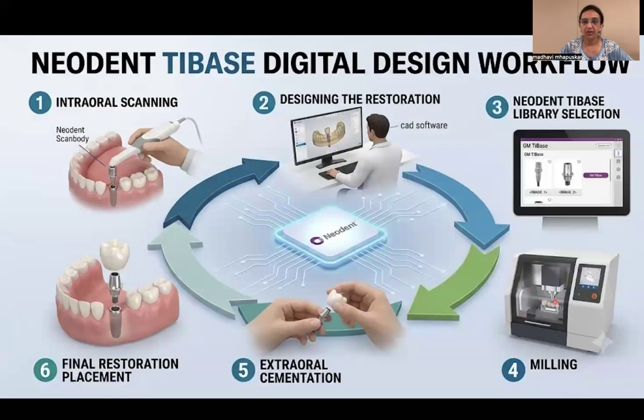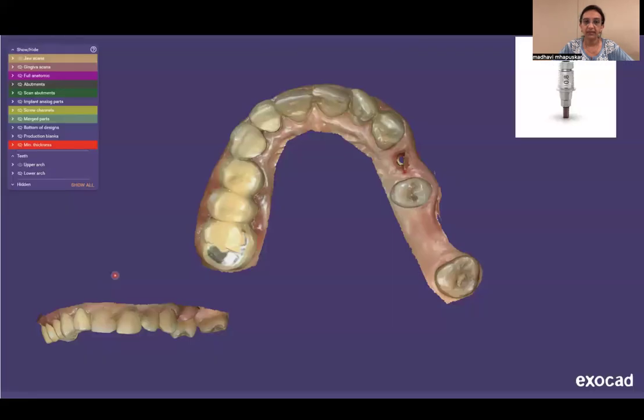In case it's a zirconia restoration, it is then sintered, stained and glazed, cemented to the tie base, and then the restoration is seated in the patient's mouth. So let's see the digital workflow using the Neodent Tibase.